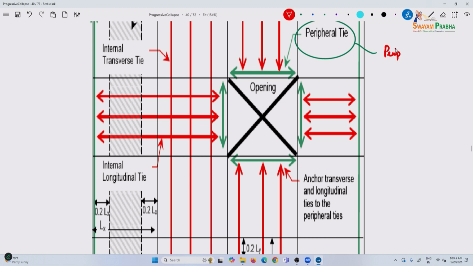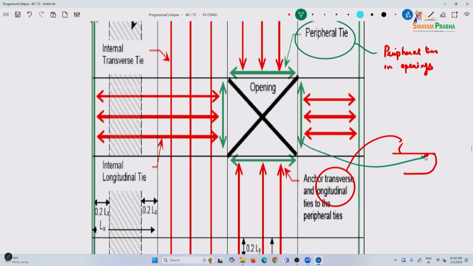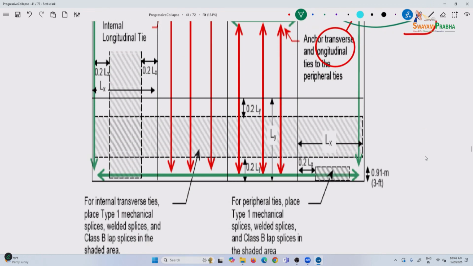So, you have here peripheral ties in opening. Again, anchor is provided, as we said, this is your peripheral tie, you always anchor it to. Anchors, this is a transverse tie, a transverse and longitudinal tie, and this is your peripheral tie. So, anchor them into the peripheral ties.